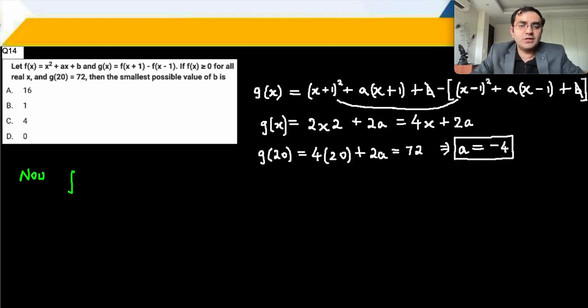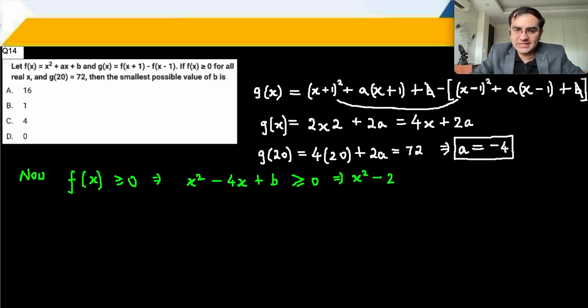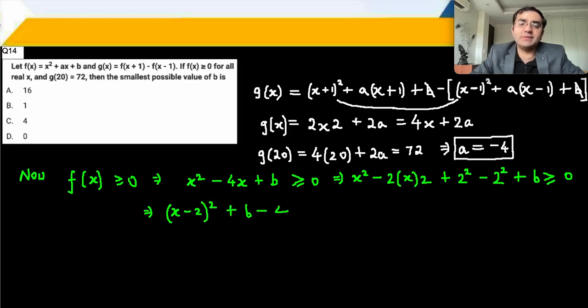Okay, so now I'm going to write f of x greater than or equal to 0. Substitute a. This is now greater than or equal to 0. I'm going to complete the square now, because this is x square minus 2 into x into 2. I'm going to add 2 square and subtract it, plus b greater than or equal to 0. Right? So now I get x minus 2 whole square plus b minus 4. This always has to be greater than or equal to 0. I want the minimum value of b.